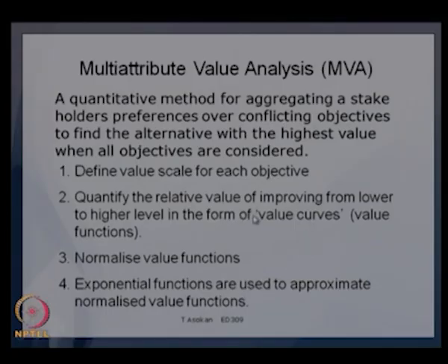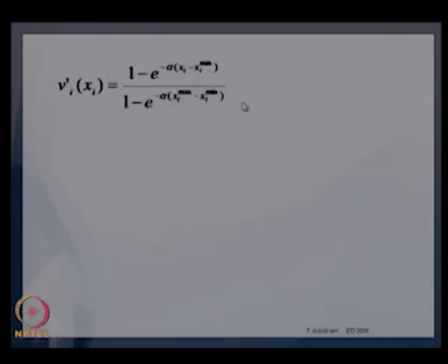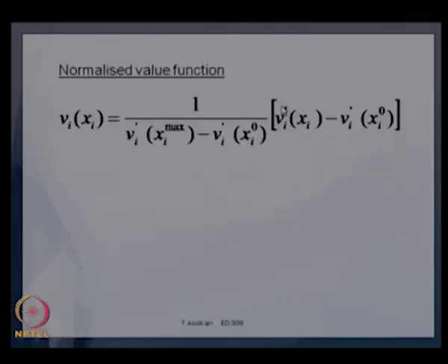This value function, as I mentioned, these value curves, these are the value functions. So normally exponential functions are used to approximate the normalized value functions, and once we have these exponential functions, by controlling some of the parameters we get various curves depending on the requirement. This is the exponential function normally used, and the normalization of the function is done using this method. So we get the value function vi(xi) prime based on the exponential curve, and then we normalize it along the different values, that is the maximum value and the minimum value and the actual value of xi and xi 0. So this actually will give you a normalization of the function.